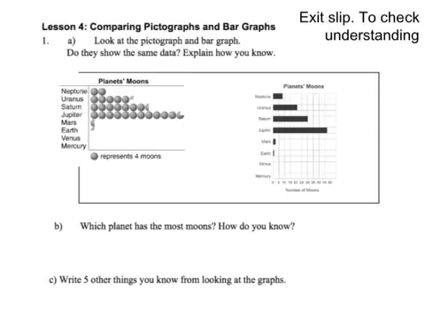And again, here is your exit slip to check your understanding. Remember, this is not done until after we have marked your concept practice, we've discussed it, and we have cleared up any misconceptions so that you clearly understand comparing pictographs and bar graphs before you move on to the exit slip. Once you're finished the exit slip, of course, remember to hand it in to me so that I can check your understanding.